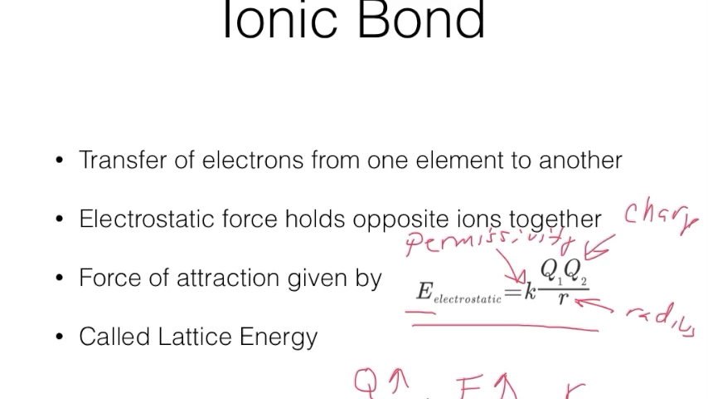If R goes down, the distance between my ions, what happens to E? Does it go down? No. What does it do? It goes up, because you have less. It goes up because they're inversely proportional, right?